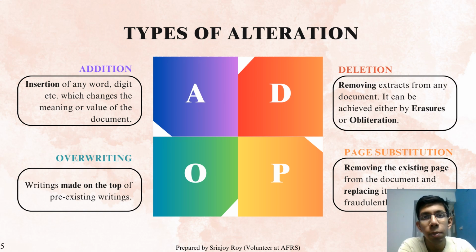Suppose you have written that my name is Srinjay Rai. On the top of it I am writing I study at NFSU Gandhinagar. That is what is known as overwriting.